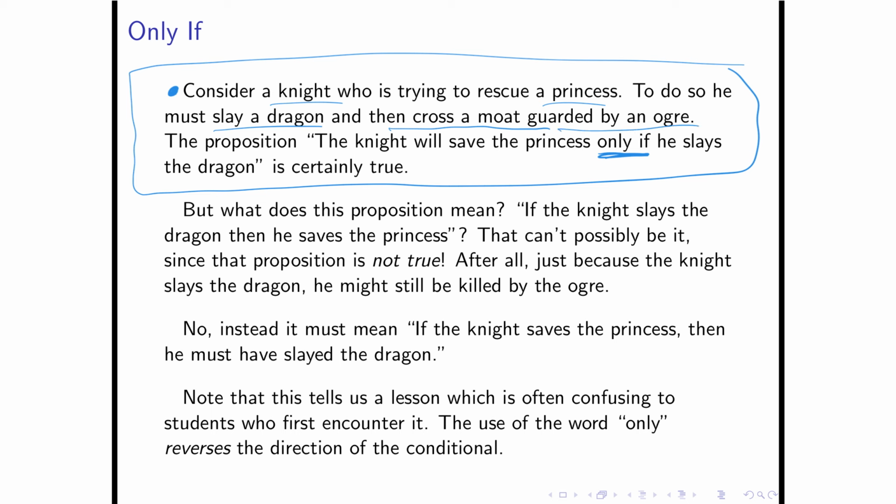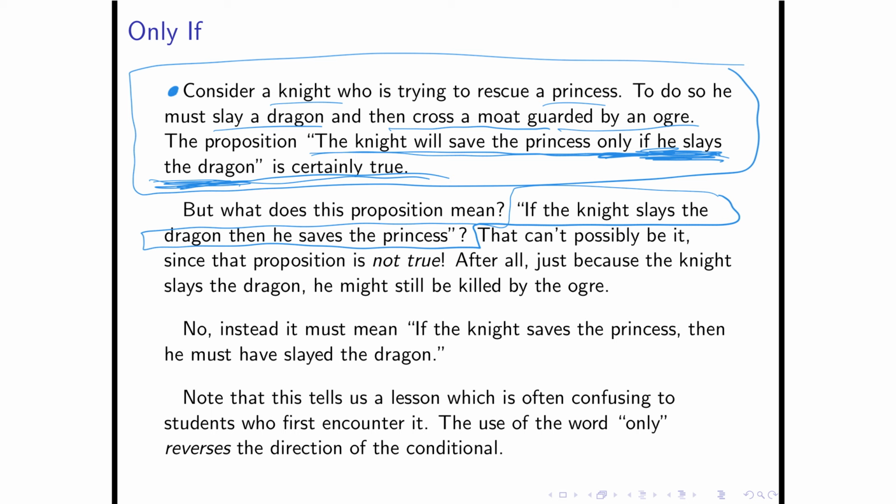Now, in this scenario, you should agree that the knight will save the princess only if he slays the dragon, right? It's not the only thing he has to do, but he will save the princess only if he slays the dragon. That's a true sentence. Now, what does it mean? Does it mean that if he slays the dragon, since this is the part that is indicated by if, then is this the antecedent? Does it mean the same thing as if the knight slays the dragon, then he saves the princess?